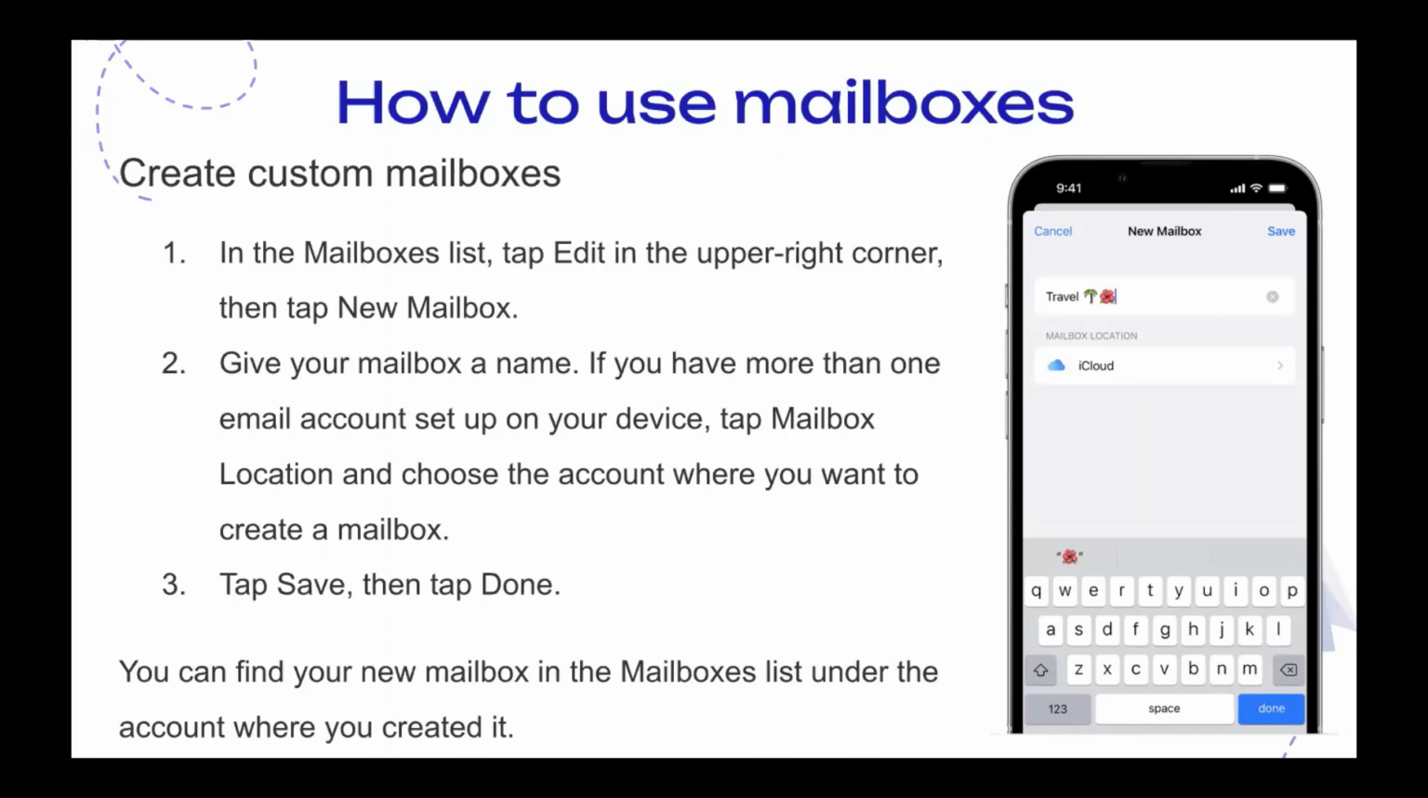So if you have more than one email account set up on your device, tap Mailbox, Location, and then choose the account where you want to create the mailbox. And you can even include emojis or symbols, so it can really be your own. Then once you've done this and you've chosen which account for the mailbox to be attached to, you just need to click on Save and then Done.